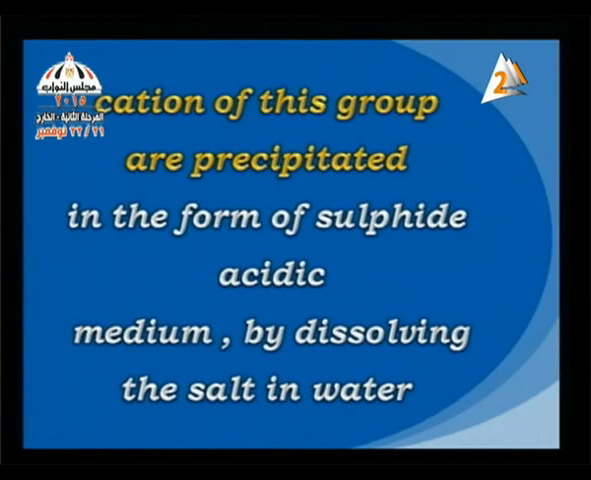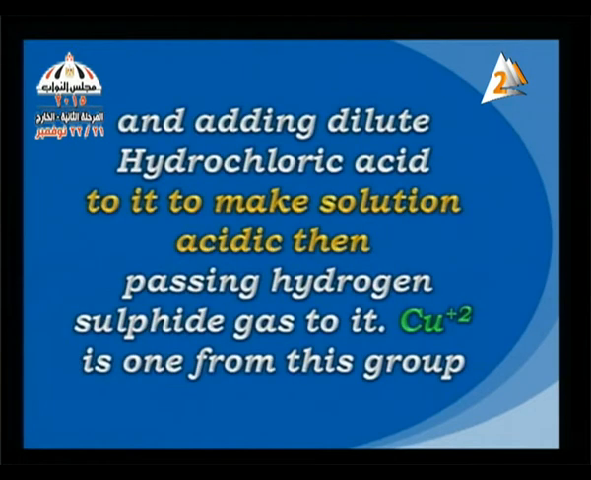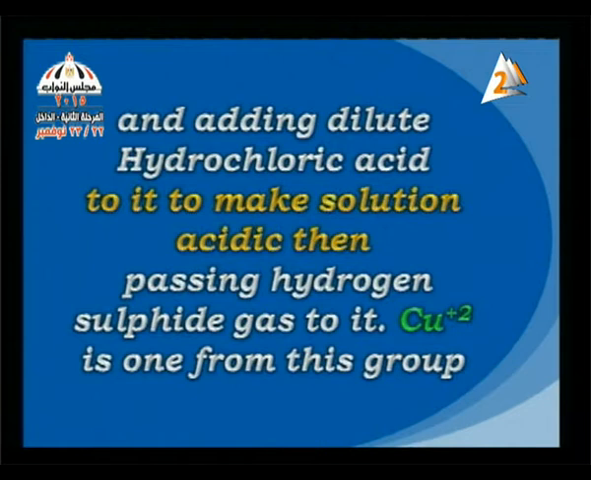What about this? It's about the cations. This group is precipitated in the form of sulfide in acidic medium, by dissolving the salt in water. What about this? You must add dilute hydrochloric acid, which makes the solution acidic. Now, what do you see after that? We pass hydrogen sulfide gas through it, and we have copper 2+ ions, or radical, in one form of this group.